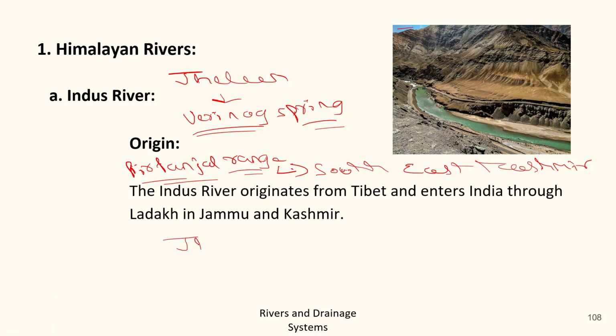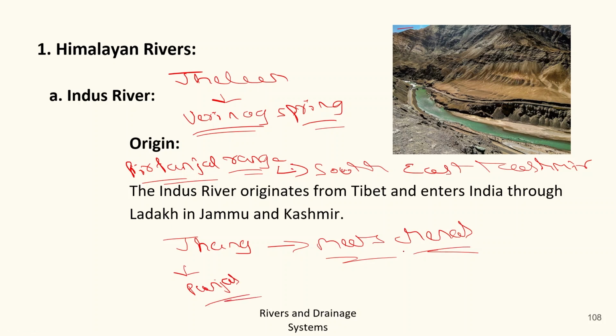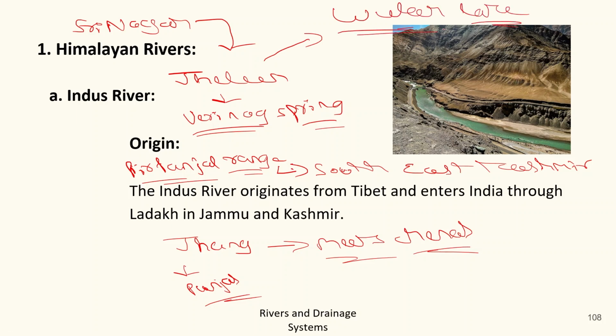Later on, in Jhang, it meets the Chenab. So remember these points: Jhelum basically originated at the Verinag spring of the Pir Panjal range, which lies in southeast Kashmir, and in the Jhang region of Punjab it meets the Chenab. The capital of Jammu and Kashmir, Srinagar, basically lies on the bank of the Jhelum River. It is also a water source for Wular Lake. So remember these points about Jhelum.